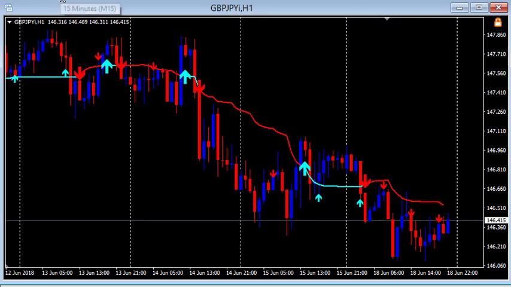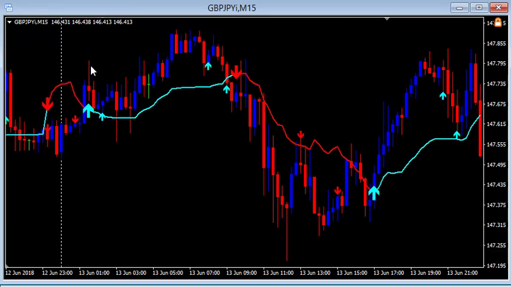Now, if you come to a 15-minute chart, it's a little bit better, although you're still getting buy signals that take forever to go off. This was a nice sell signal here, actually. Actually, on June 13th, you could have used the 15-minute chart and made some pips off of it.